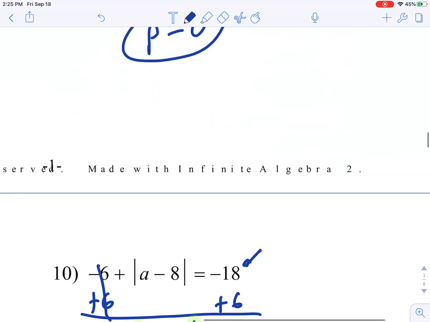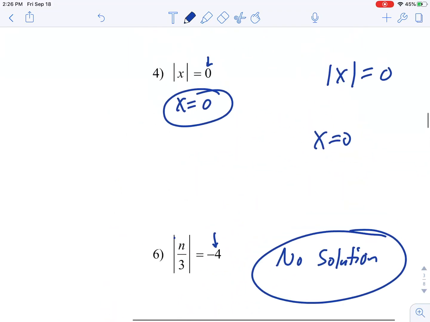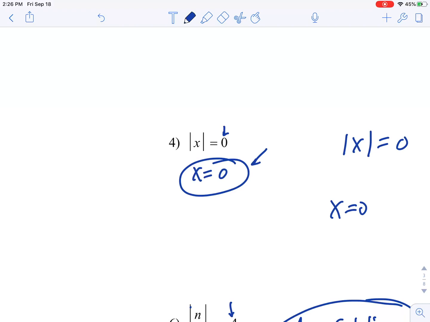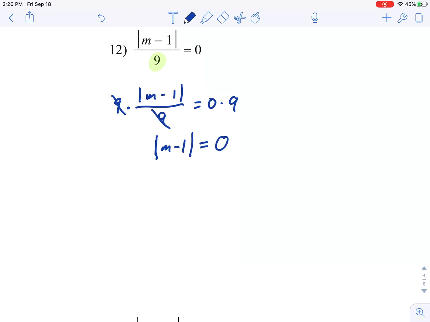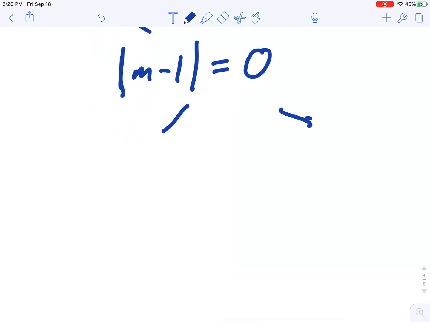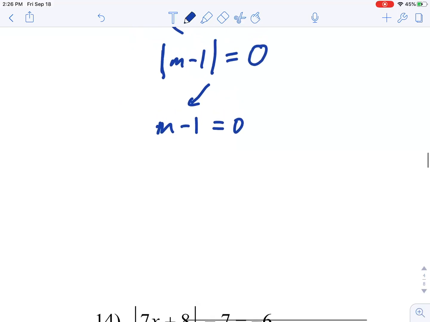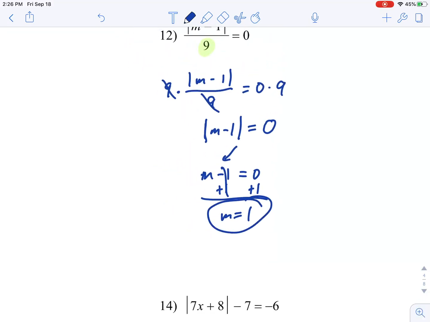Now let me go back to the first couple of problems where this happened. In number 8, it happened. The answer was 0. In number 4, it happened. The answer was 0. Does that mean the answer is always going to be 0 and you just write down 0 and you're done? No, it does not mean that. All it means is you don't have to split this into two separate equations. You just solve it once, m minus 1 equals 0. But in this particular problem, I need to add 1 to both sides to isolate the m. So this only has one solution, but instead of the solution being 0, the solution is 1.